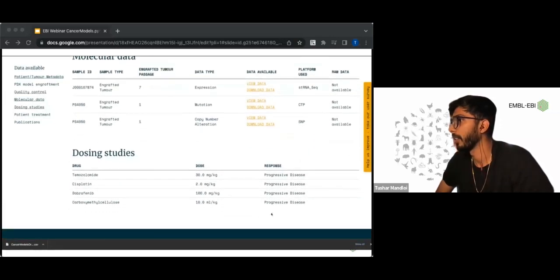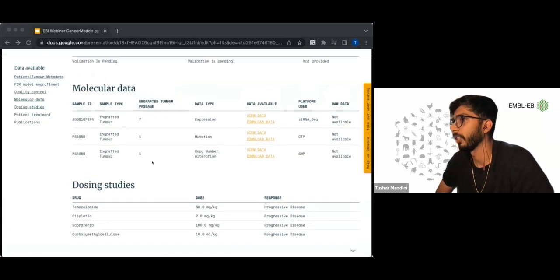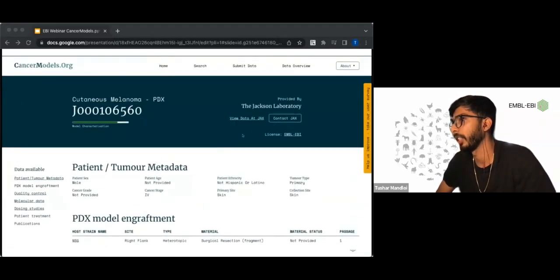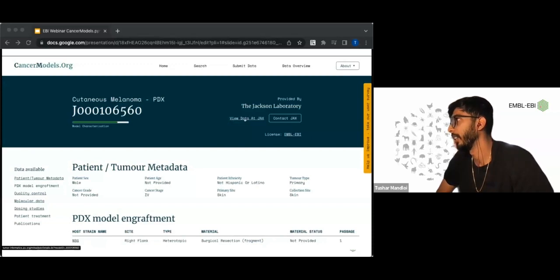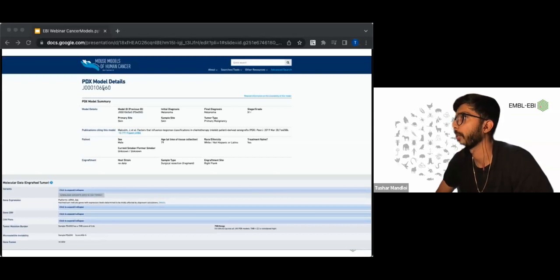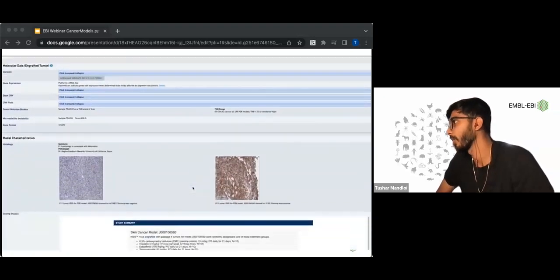We also provide drug dosing information, which drugs were tested and what the response was. And if she would like to have a deeper look or purchase this model, she can visit the provider page by clicking the view data provider. In this case, it's the Jackson Laboratory. So you will be heading over to the Jackson Laboratory, where they show the model information and additional information, such as histology of the model.